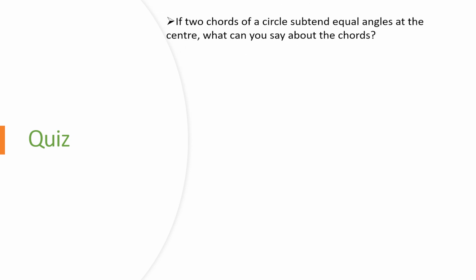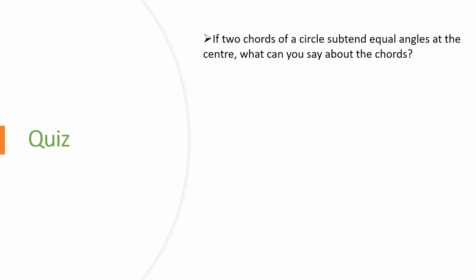Now let's take a small quiz on theorem number 1. The question is simple. We proved that two equal chords subtend equal angles. Now I'm asking you the question in the opposite direction. If two chords of a circle subtend equal angles at the center, what do you say about the chords? In the last slide we proved equal chords subtend equal angles. Now the corollary I'm asking is: if angles subtended at the center are equal, are the chords equal? Let's see the answer.